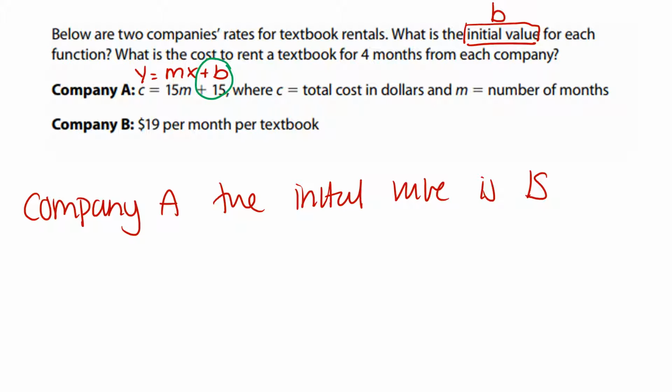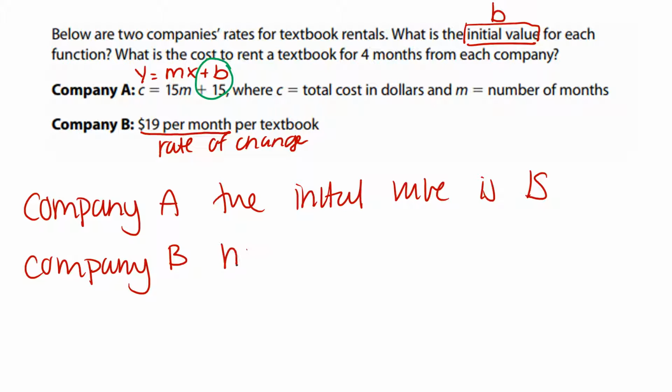Now for company B, it says $19 per month per textbook. It does not have any additional fees. This $19 per month is going to be the rate of change. The word per tells us it's the rate of change. And there's no other information. So that tells us that there is no initial value. So company B has an initial value of 0.